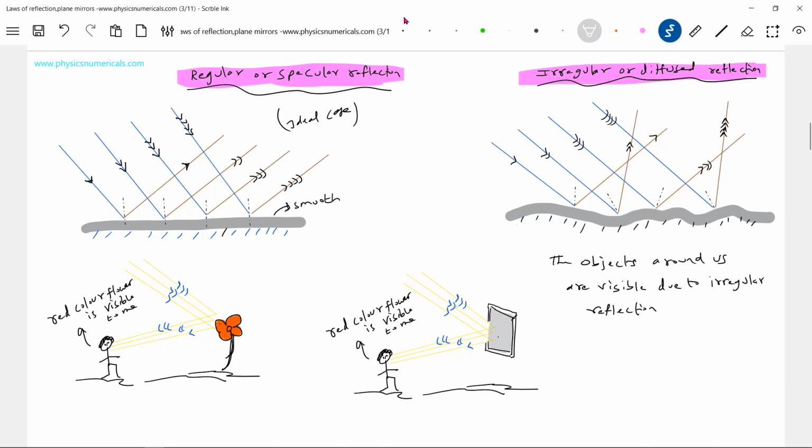Now, when the light falls on the plane mirror, is it possible for this person to make a guess of what is the shape of the plane mirror? Not possible. The reason is that the reflection is almost like a regular reflection. What will be the comment from that person? I'm seeing a glowing or shining object.